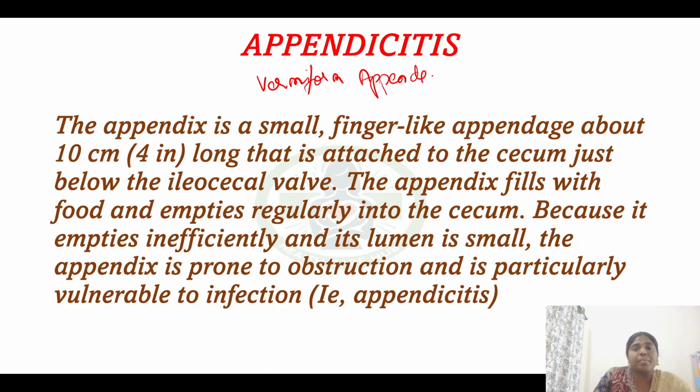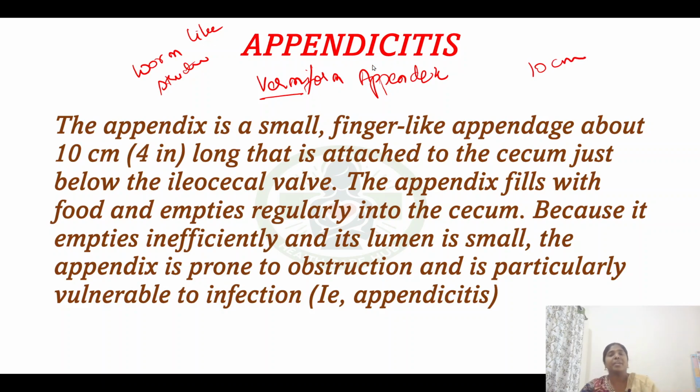Vermiform appendix. Here vermiform means worm-like structure. Worm-like structure means it looks like a worm. It's almost 10 centimeters long. So it looks like a worm, and it is a vermiform appendix. Right now it doesn't play any active role in the human body, but it is present. It is 10 centimeters in length.